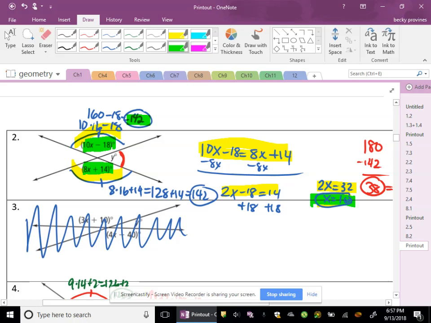And for the bottom angle, I plug it back in. Here's my work, and I get 142. Does it make sense that they're equal? And of course it does, because vertical angles are congruent.